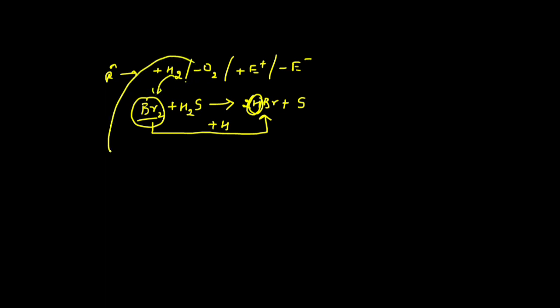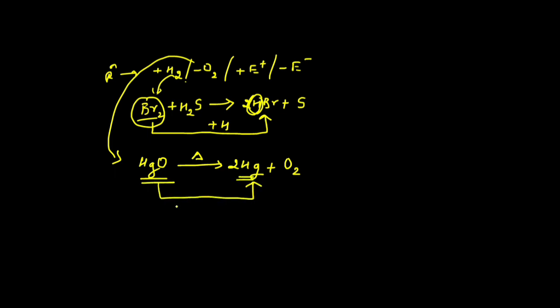Now we will discuss for oxygen. Okay, simple. Mercuric oxide, that is HgO. When you heat this, you will get mercury plus oxygen. So in this case, mercuric oxide is getting reduced to mercury because oxygen is being removed, and we know that removal of oxygen is nothing but reduction.